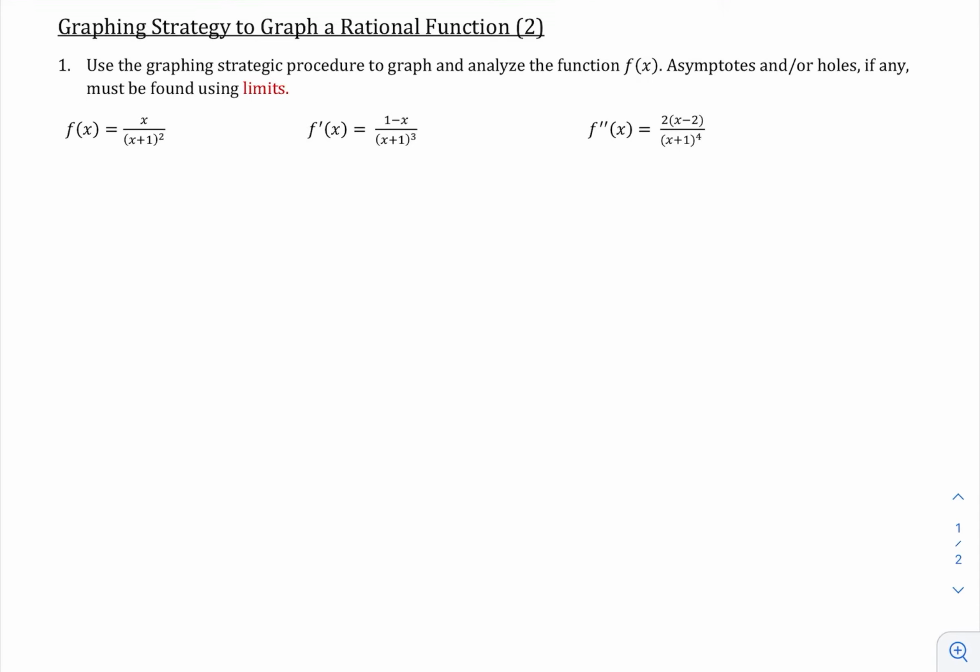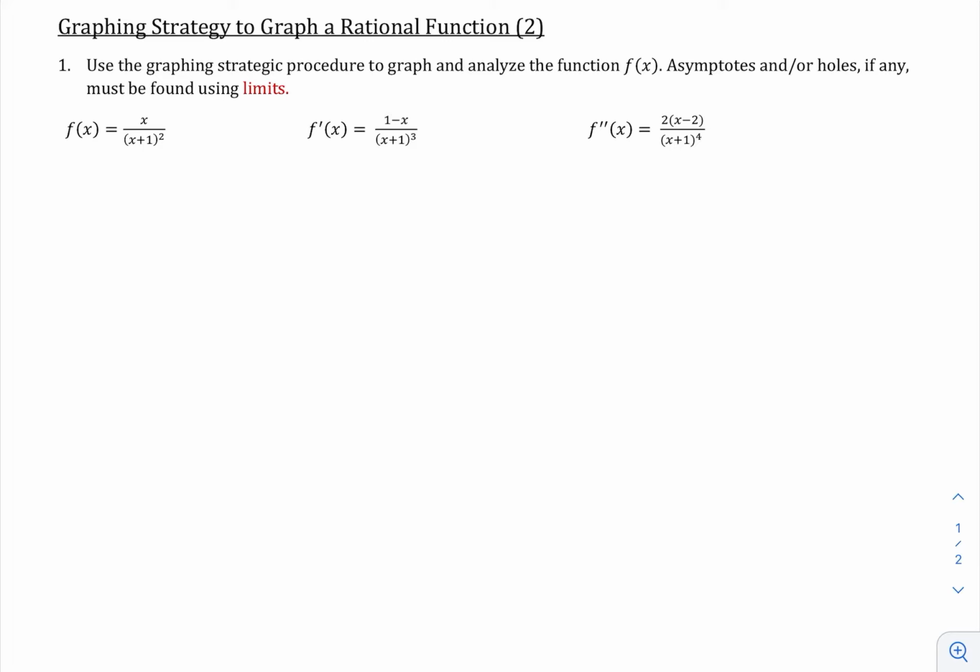Let's do another example of the graphing strategy to graph a rational function. There's a lot of information going on, so it's good to have more than one example to look at. The instructions are exactly the same as the previous problem. The main difference here, though, is that very nicely for us, they give us the derivatives.